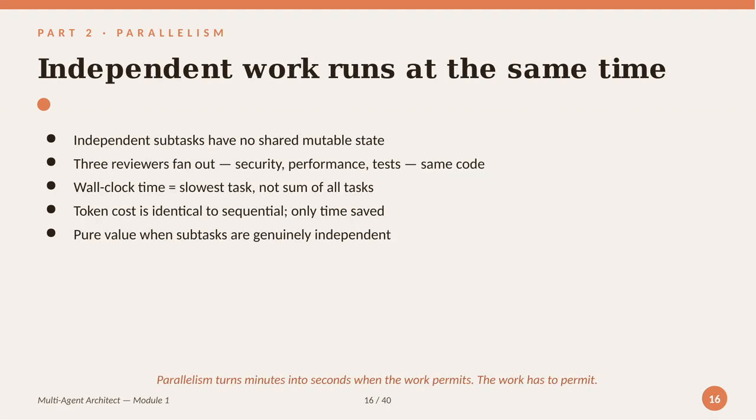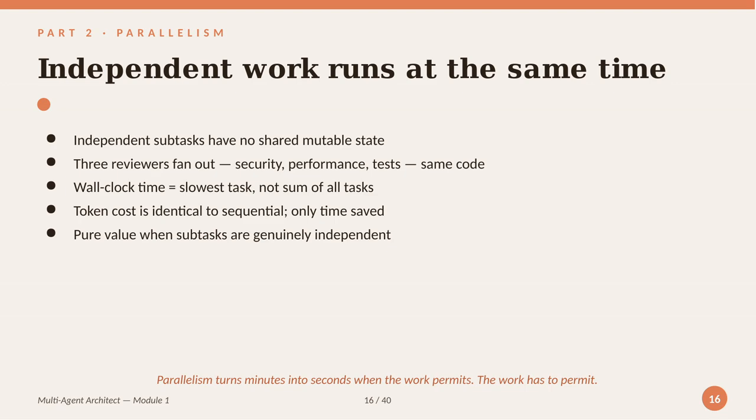Reason 2. Parallelism. The cleanest delegation case when it applies. Independent subtasks have no shared mutable state. Each task can run without waiting for any other task. The classic example is multi-perspective review. 3 reviewers fanning out on the same code, each looking at it through a different lens. Security reviewer doesn't need the performance reviewer's output. Performance reviewer doesn't need the test reviewer's output. They're parallel because they're independent.